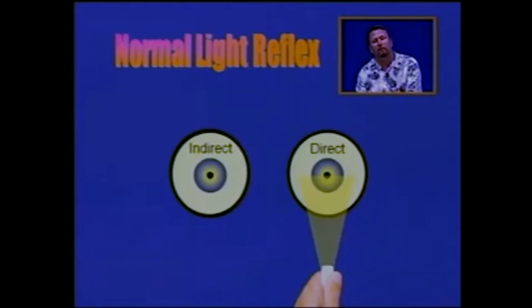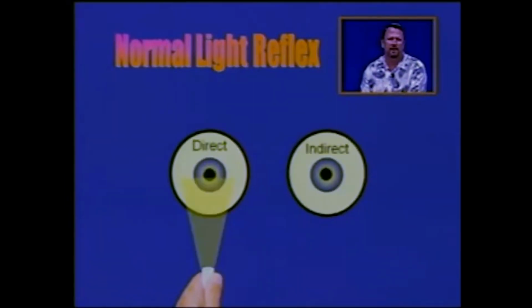This is a normal light reflex. Notice when the light comes on, both pupils are going to respond. And so the pupil that responds, that's the direct light reflex. And the other pupil is going to constrict as well in response to the light, and that's the indirect or consensual light reflex. And we can move the flashlight to the other eye and see the same thing happen.